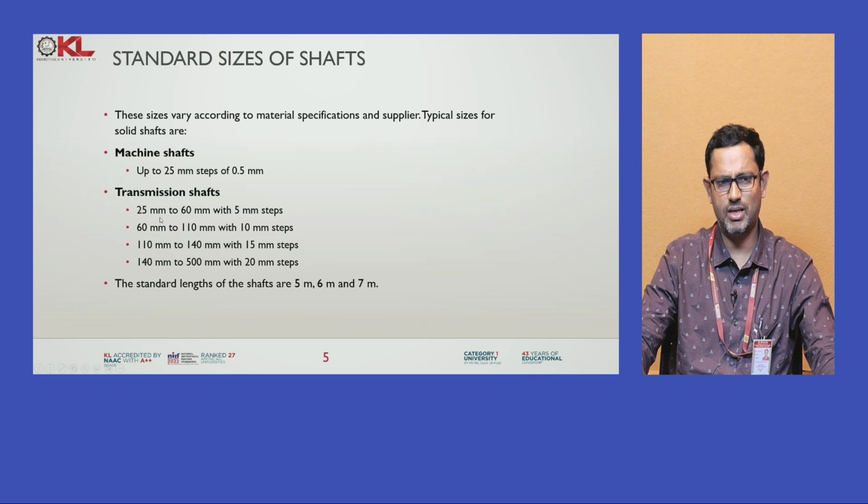Similarly, 60 mm to 110 mm with a step size of 10 mm. From 110 to 140, a step size of 15 mm. 140 to 500 with a step size of 20, that means 140, 160, 180, 200, like that. Now all these are the diameters of the shafts. The standard lengths of the shafts are 5 meters, 6 meters and 7 meters, depending on the application of the shafts where we are using them.